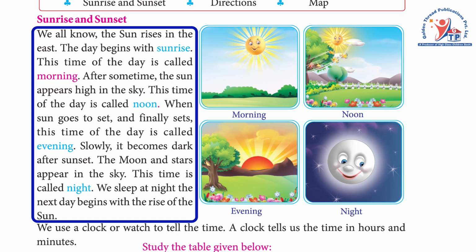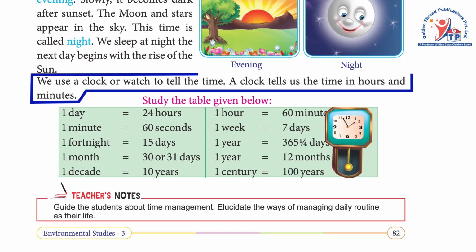Slowly, it becomes dark after sunset. The moon and stars appear in the sky. This time is called night. We sleep at night. The next day begins with the rise of the sun. We use a clock or watch to tell the time. A clock tells us the time in hours and minutes.